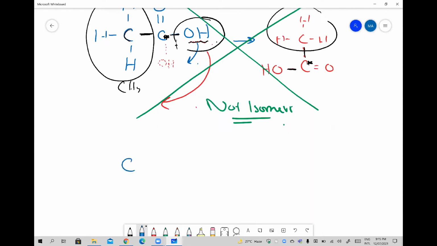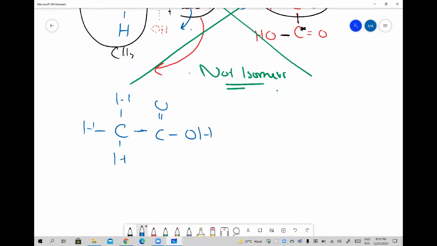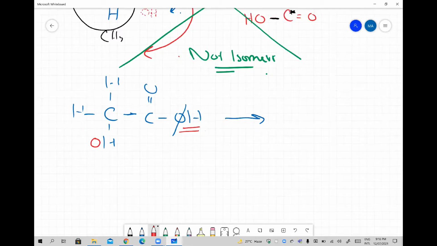The same example, but with correct positioning and formation of isomer. For example, let's say CH3COH. If we were asked to make an isomer of this compound here, what we can do is break this oxygen, put this oxygen with this hydrogen, and let this hydrogen stay as it is. So now in this case, the new compound that we'll get is CH2OH, because we've taken this oxygen and placed it with this hydrogen, C double bond O and H.